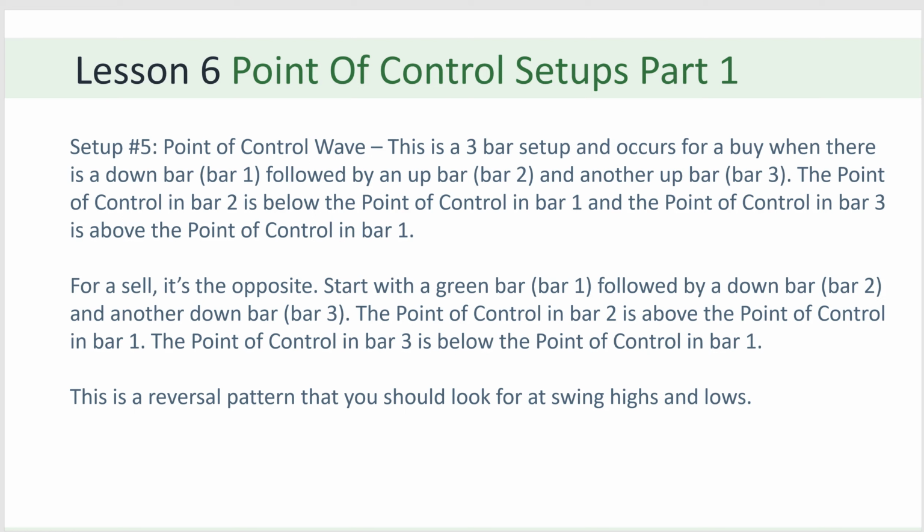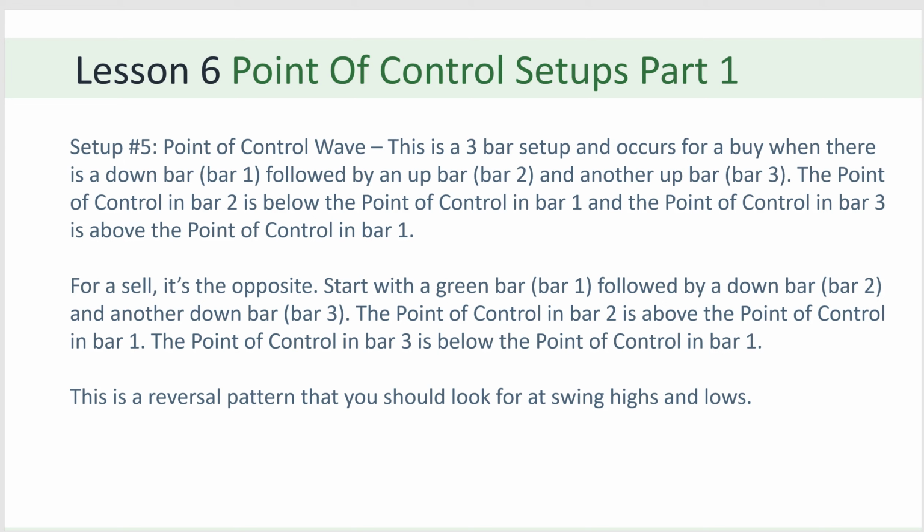All right, so setup number 5 is point of control wave. It's a 3-bar setup and occurs for a buy when there's a down bar, bar 1, followed by an up bar, bar 2, and another up bar. The point of control for bar 2 is going to be below the point of control in bar 1, and the point of control of bar 3 is above the point of control in bar 1. So you have a point of control in the first bar. Second bar, point of control is below the point of control of the first bar. Third bar, point of control is above the point of control of the first bar. That's for a buy. For a sell, it's the opposite.